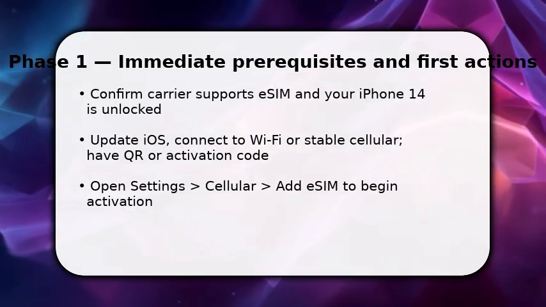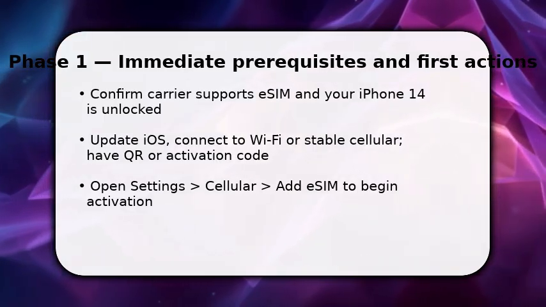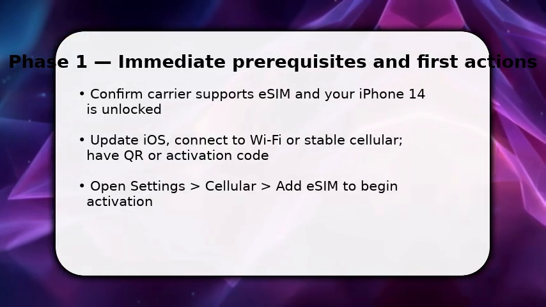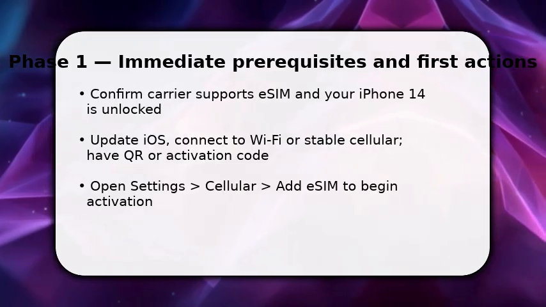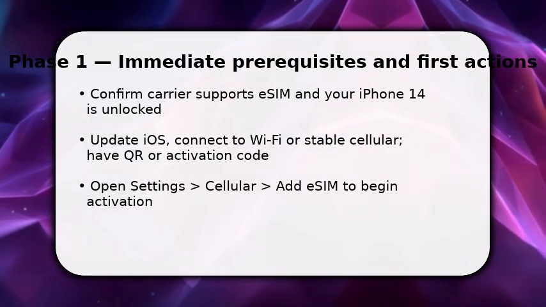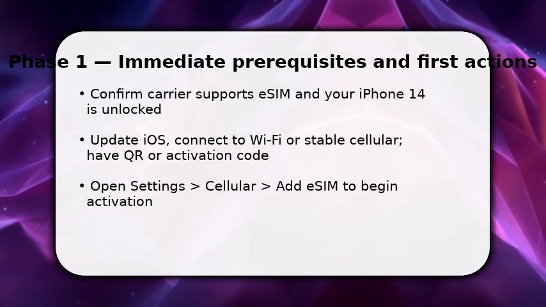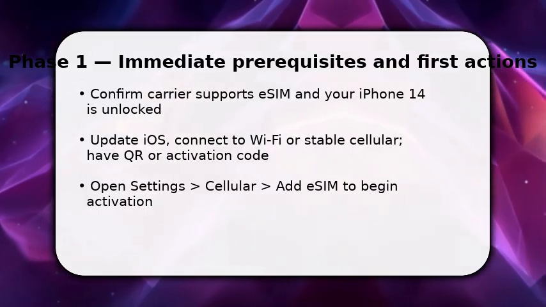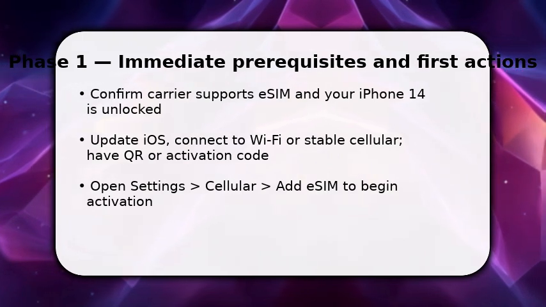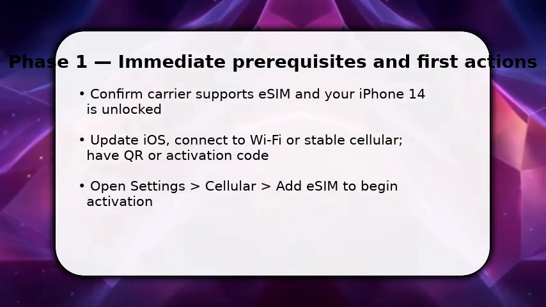Now open Settings, tap Cellular, then add eSIM. This immediately starts the activation flow. Follow the on-screen prompts and allow the camera to scan a QR code or choose to enter details manually. Doing this first avoids delays when the carrier finishes provisioning the plan.